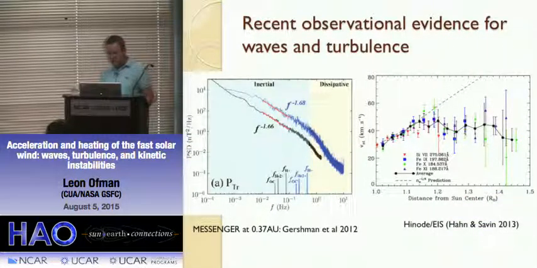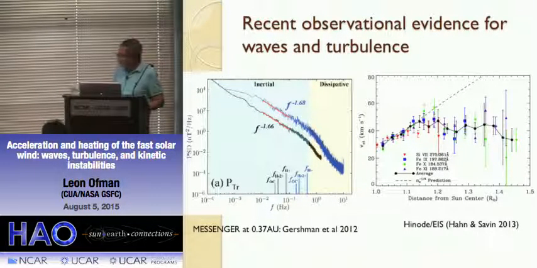Now, this is a more recent measurement of the magnetic fluctuation. This is from the MESSENGER spacecraft. And one can see these are the various ion resonances marked here. And one can see the outward and inward propagating wave spectra. They have, again, similar structure.